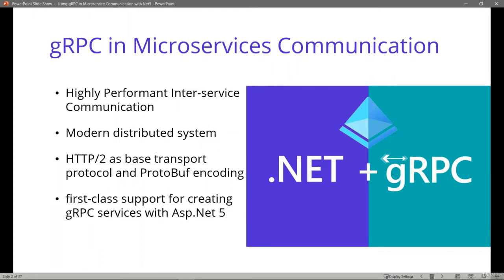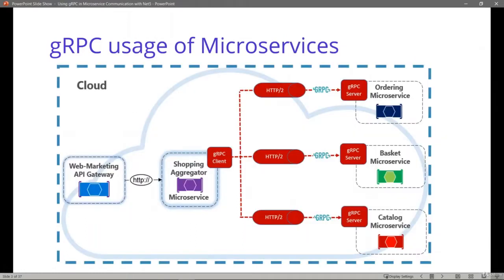gRPC uses HTTP2 as base transport protocol and protobuf encoding for efficiency and fast communication. Microservices are modern distributed systems, so with gRPC in ASP.NET 5, we will develop high-performance cross-platform applications for building distributed systems and APIs. It is an ideal choice for communication between backend microservices, internal network applications, or IoT devices and services. With the release of ASP.NET 5, Microsoft has added first-class support for creating gRPC services with ASP.NET 5.